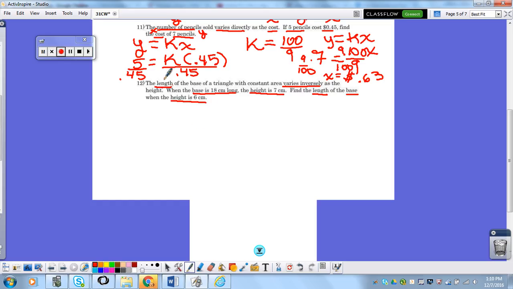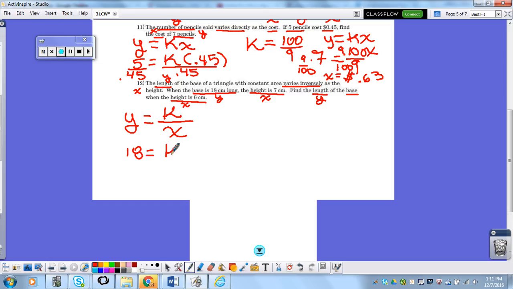So the length we can say is y, varies inversely with the height. We can say that's x. So since it's inverse, it's y equals k over x. So the base, that's y, height is x. Length is y, height is x. So we are going to use that information. I'm going to plug it in, 18 in for y.